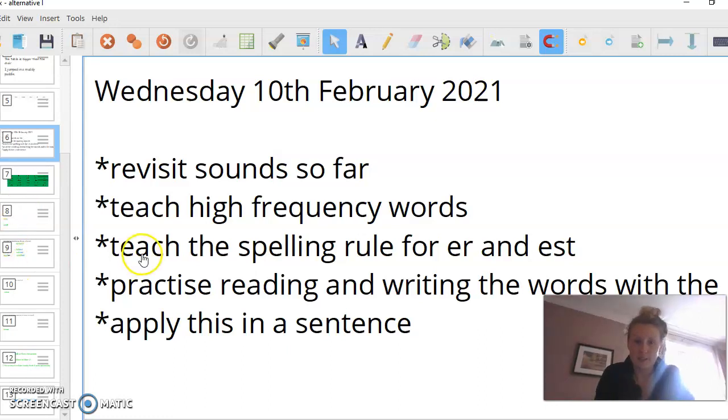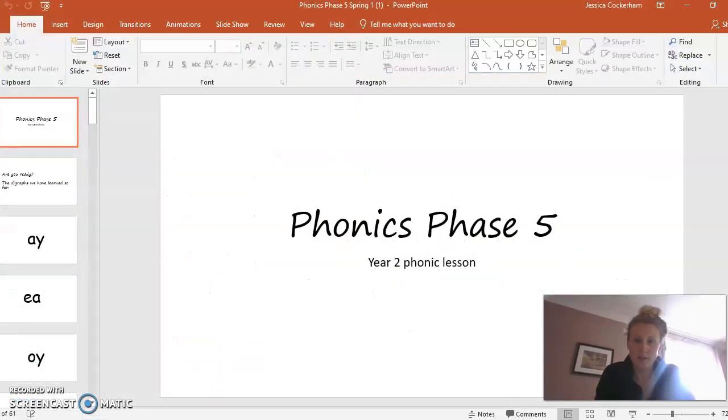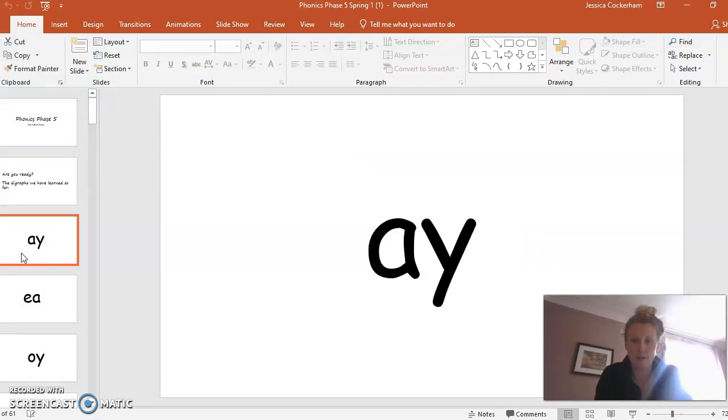Okay. So what I'd like us to do first is go over our phase 5 sounds so far. I haven't got my flashcards today, so we're going to do it like this.